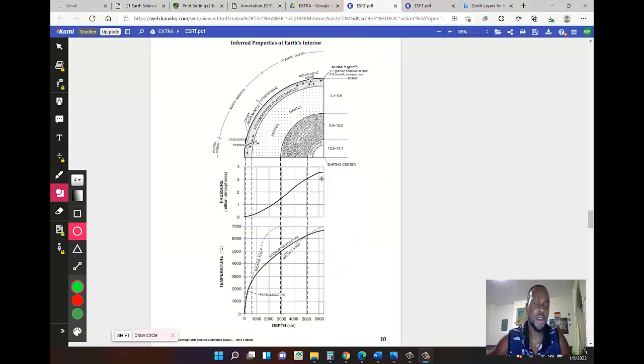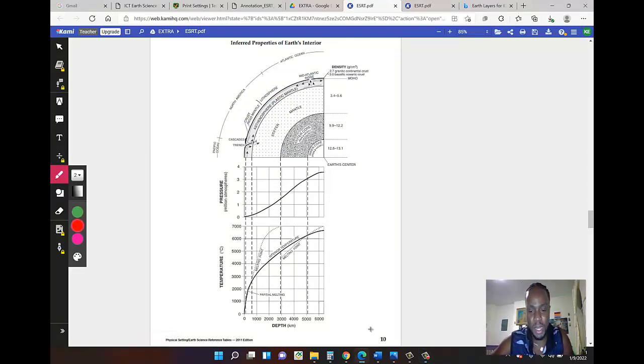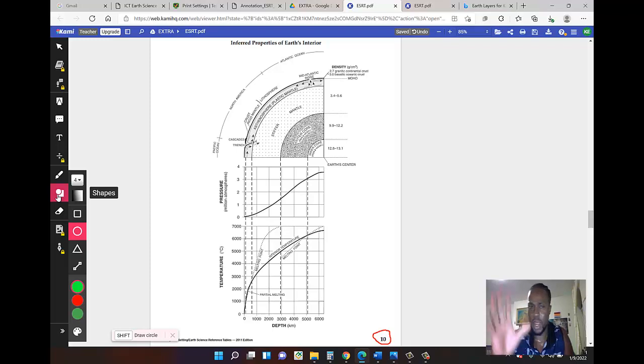So if you take out your Earth Science Reference Table, turn with me to page number 10, and that is what we're going to be looking at today. We're going to be focusing on everything on the page actually. So let's get started. We're going to look at this column, which is temperature. And we're going to look at this column as well, which has to do with pressure. And then this column that has to do with density.